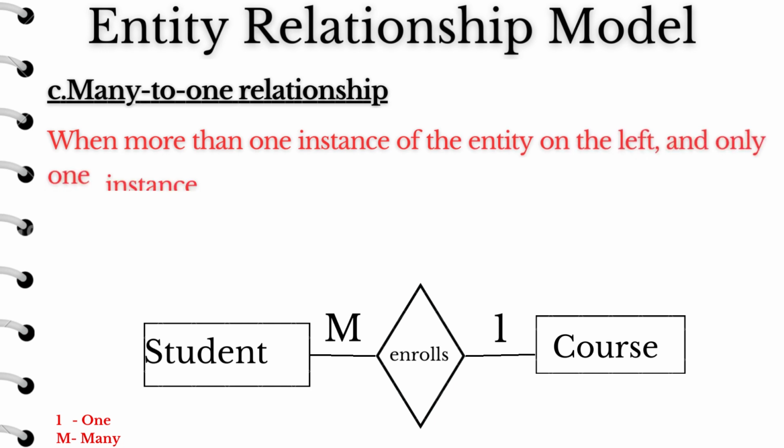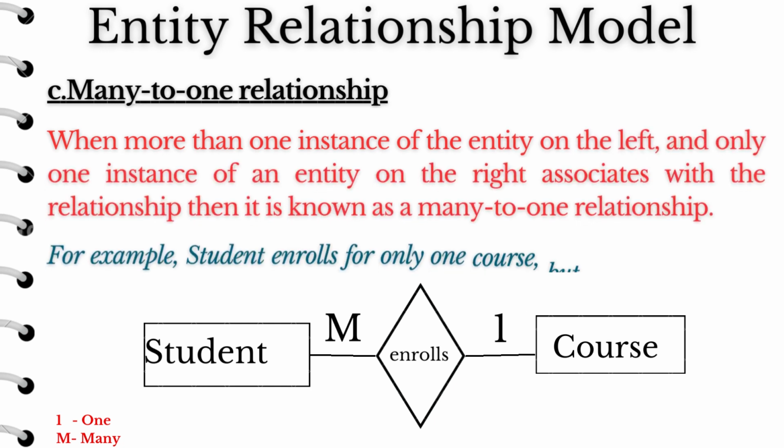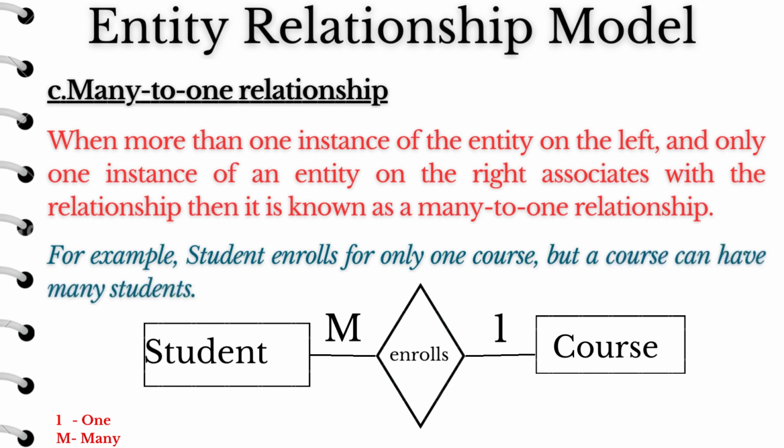Many-to-one relationship. When more than one instance of the entity on the left, and only one instance of an entity on the right, associates with the relationship, then it is known as a many-to-one relationship. For example, a student enrolls for only one course, but a course can have many students.